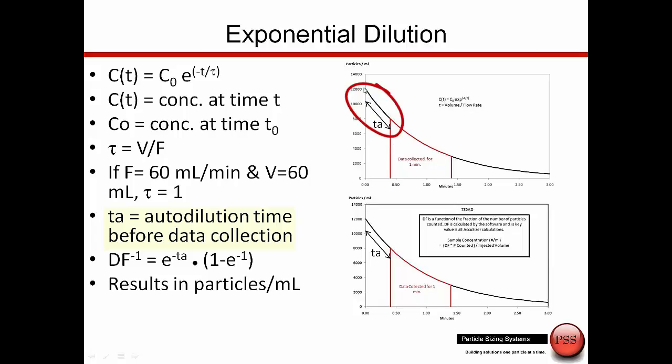So what we see over here is we initiate the process, and during this period, TA, we're not taking measurements, we're letting the sample dilute down to the proper concentration. Once we are below the coincidence limit of the sensor, we begin the measurement, and we take the measurement for the programmed time period, in this case, 1 minute.